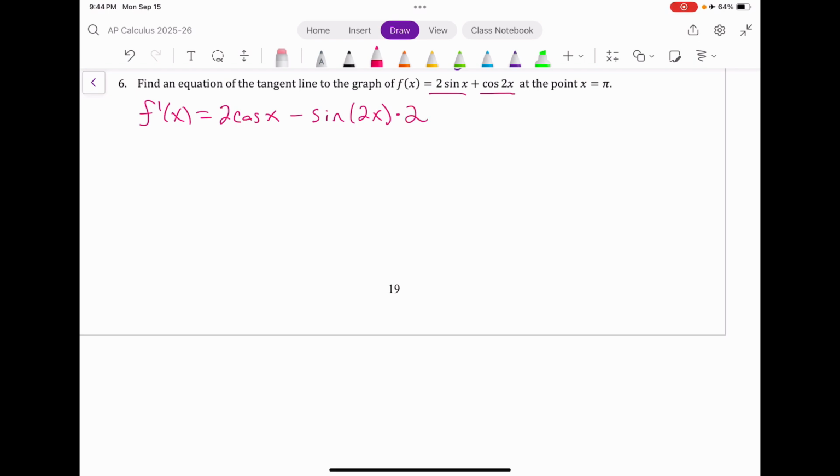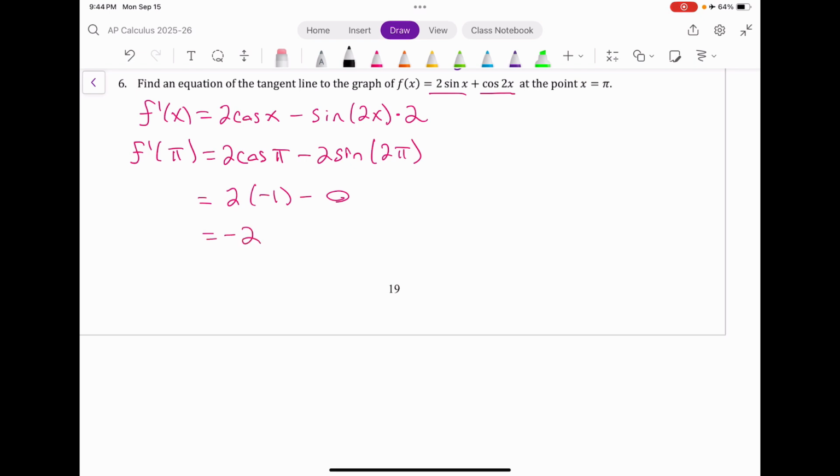All right, so we want to evaluate the derivative at pi. So it'd be 2 cosine of pi minus 2 sine of 2 pi. Okay, so the cosine of pi is -1, so it'd be 2 times -1, and then sine of 2 pi is 0, so that'll just zero out. So this ends up getting us a slope of -2.